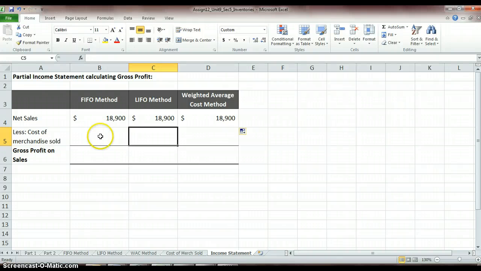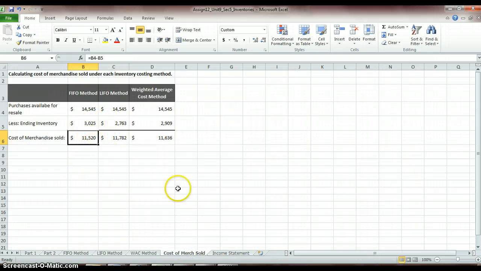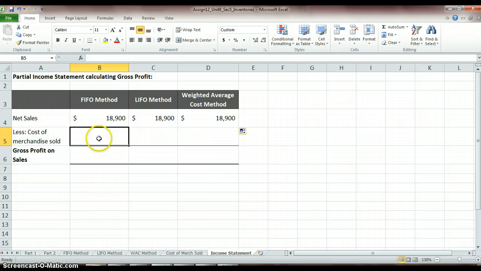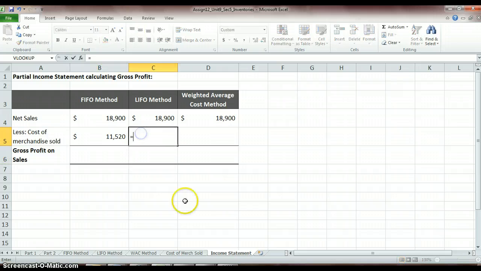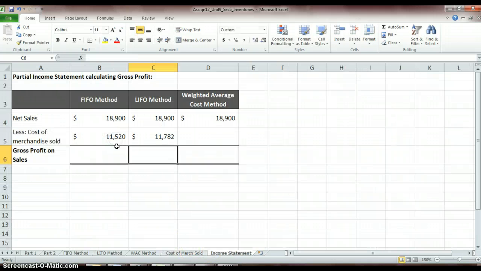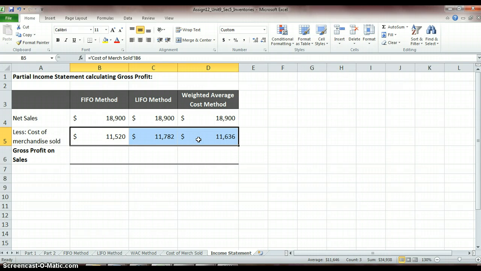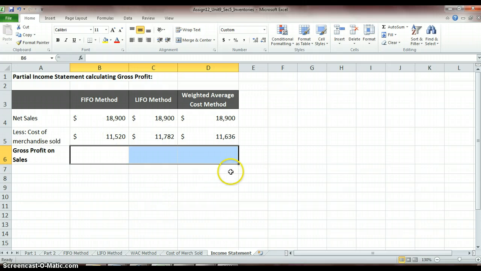Now we need to subtract the cost of merchandise sold, which we found on the previous tab in each method. Our first one, we copy over this FIFO method, then the LIFO method, and finally the weighted average cost. So that's the cost of merchandise sold. Now we need to subtract that out to find our gross profit on sales for each of these methods. Go ahead and finish up those calculations, and that will be it for part 2 of this assignment. If you have any questions, please let me know.